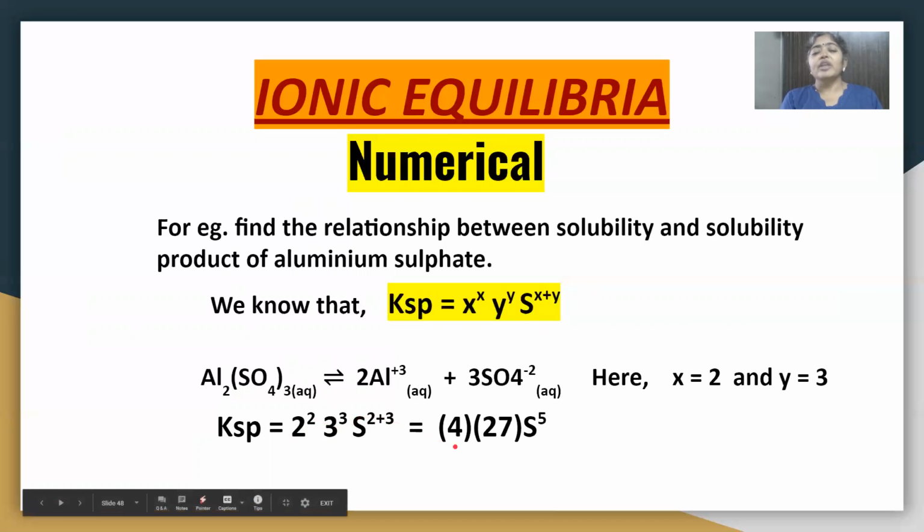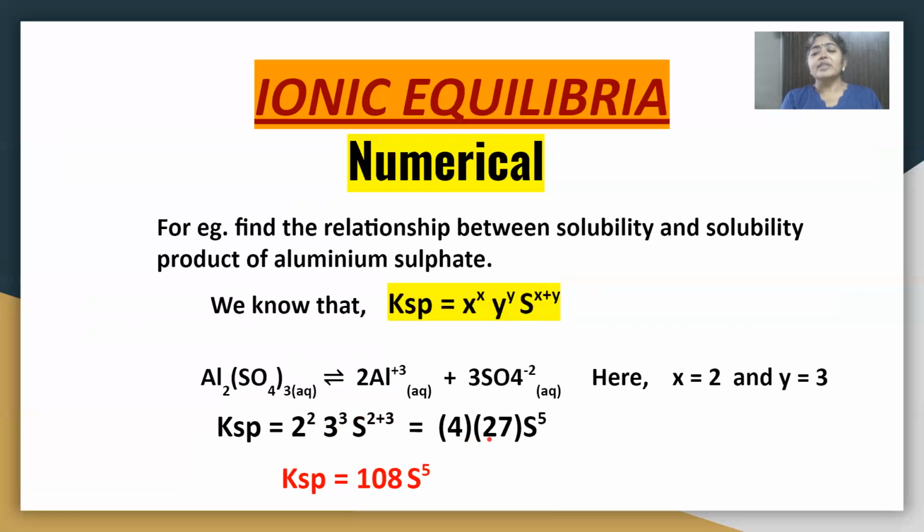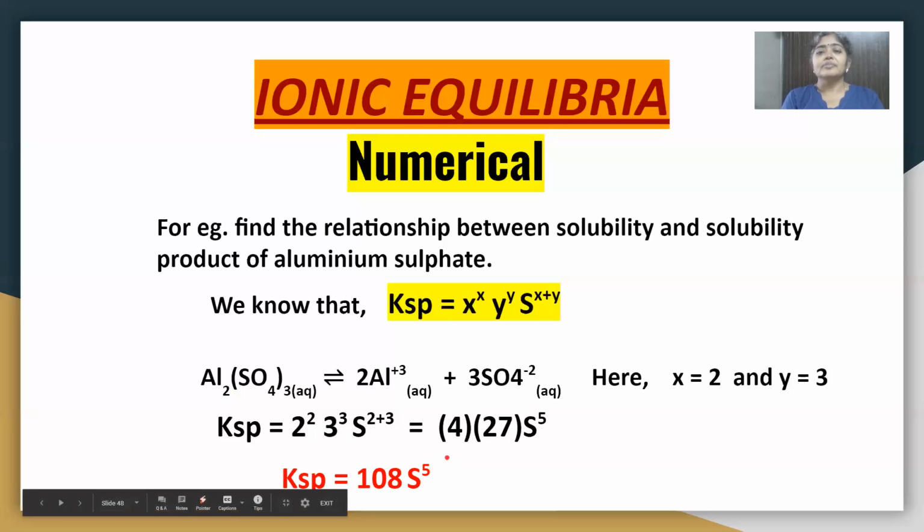So I get 2 square is 4, 3 raised to 3 is 27, S raised to 5. When I multiply 4 and 27, I get 108. So the relation between the solubility and solubility product for aluminium sulfate is: the solubility product KSP is equal to 108 times the solubility raised to 5. It is 108 into S raised to 5. You can be asked some numericals in the MCQs where you need to select the right option. So it is very simple and easy to find the answers.